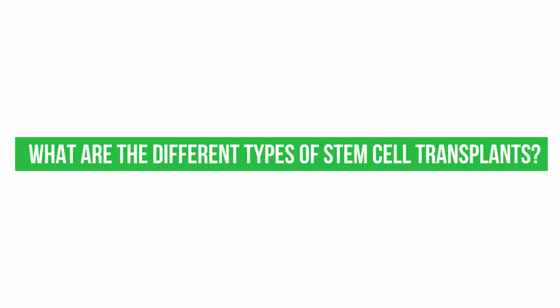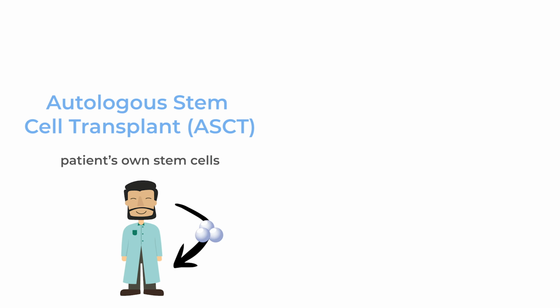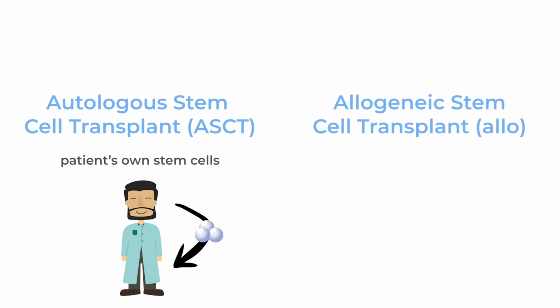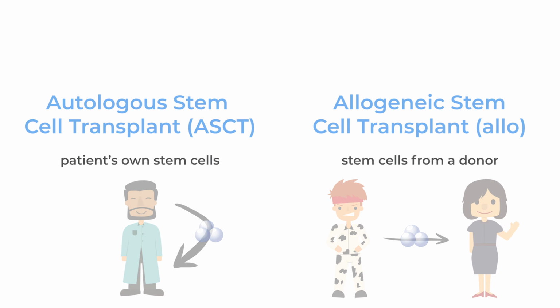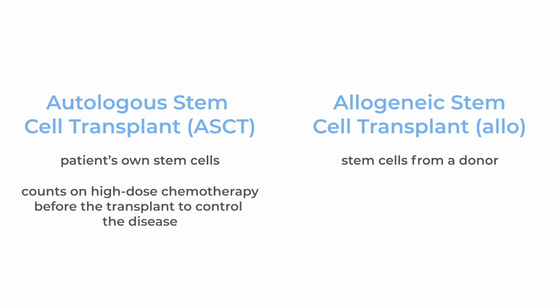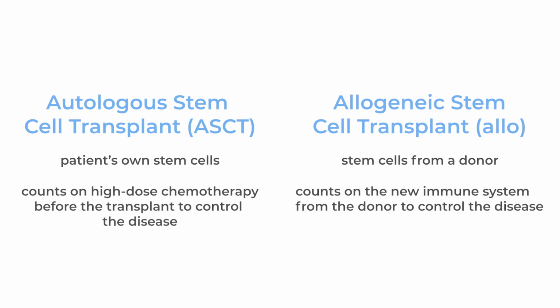What are the different types of stem cell transplants? So there's two kinds of transplant. There's an autologous, using the patient's own stem cells, and allogeneic, using stem cells from a donor. So autologous really counts on the high-dose chemotherapy we give before the transplant as the way to control the disease. Allogeneic transplant counts on the new immune system from the donor as the way to control the disease.